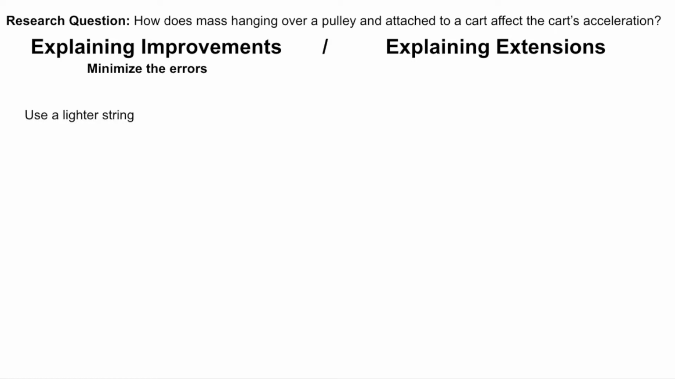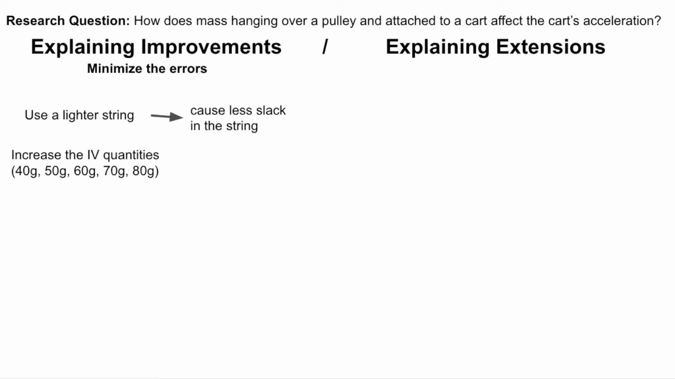One possible improvement is to use a lighter string. Using a lighter string would remove some of the slack in the string that we mentioned was possibly causing an anomalous data point at 10 grams. Another way that we could solve the same problem, to take away the slack in the string, is to increase the IV quantities, the independent variable quantities. So instead of starting from 10 and counting up to 50, which is what I did, I could start from 40 and then count up to 80. And that should take away the issue of having slack in the string and affecting the acceleration of the cart.